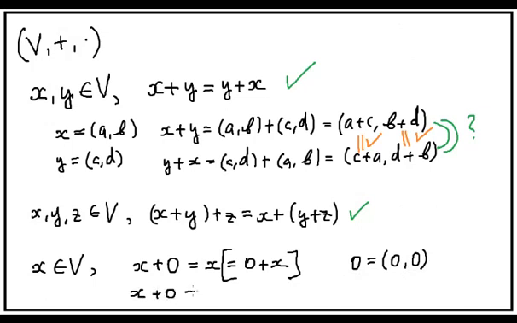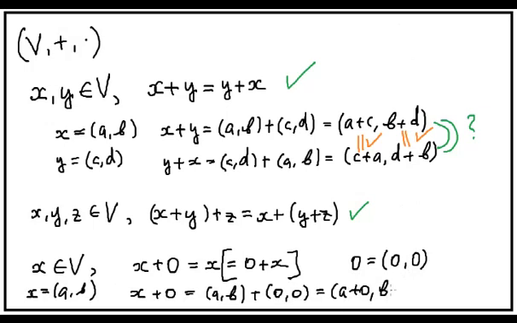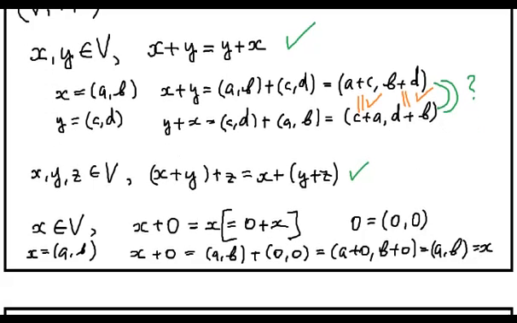Indeed, when x is some vector AB, x plus 0 will be AB plus 0, 0. And by the way we define addition, this will be A plus 0, B plus 0. And of course, for numbers, A plus 0 is A, and B plus 0 is B. So that thing will be AB, which is x. And so we've checked that x plus 0 is x. And so, in this manner, we can continue checking the other axioms, and many of them would hold, but some of them might actually fail.